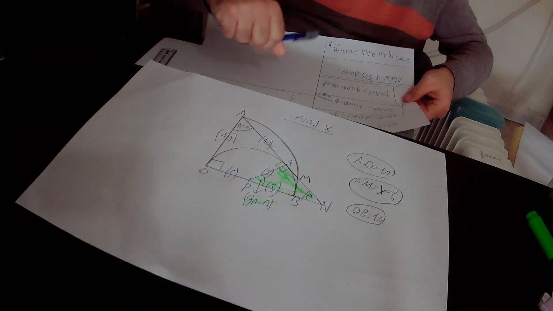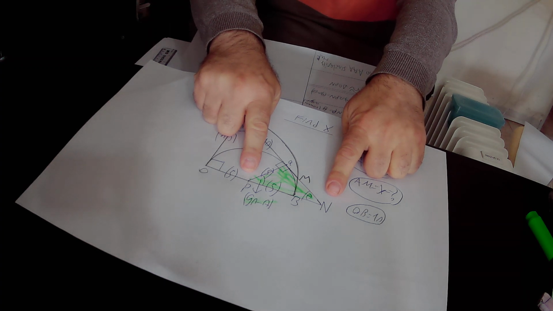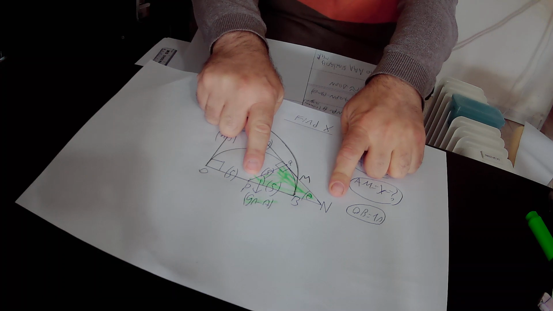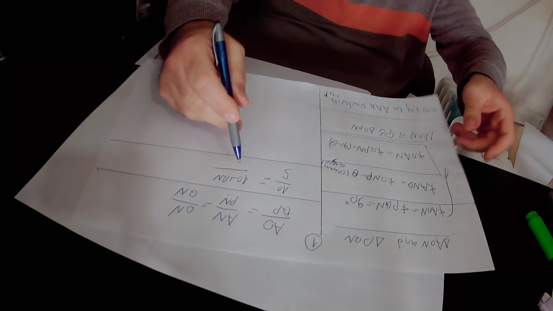What is the length of this side PN? From the drawing it is very easy to see that PN equals PB plus BN. That is to say, PN equals PB, that is 5, plus BN. So in total, PN equals 5 plus BN. So here, PN equals 5 plus BN.